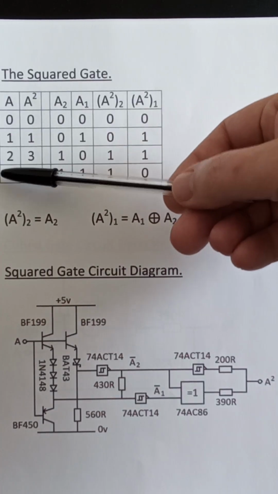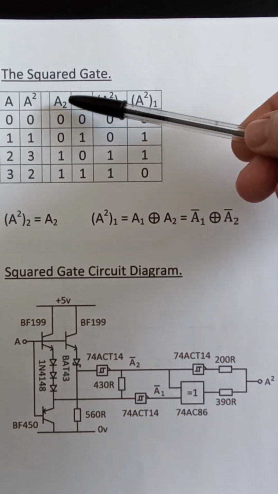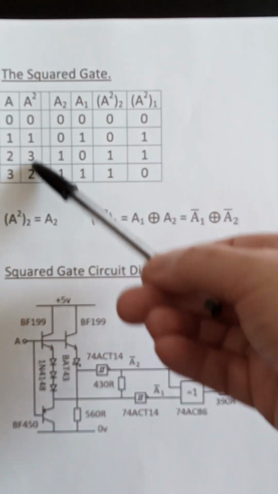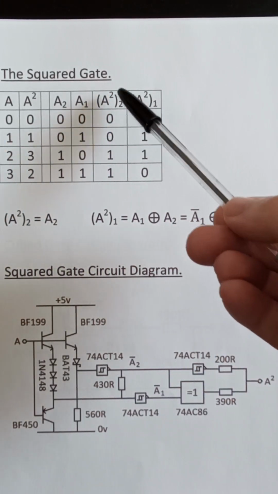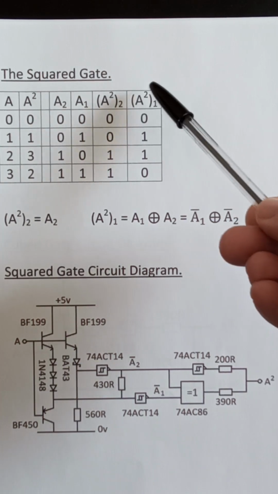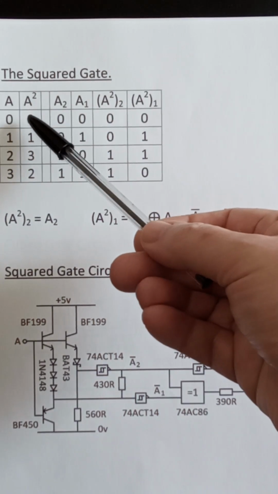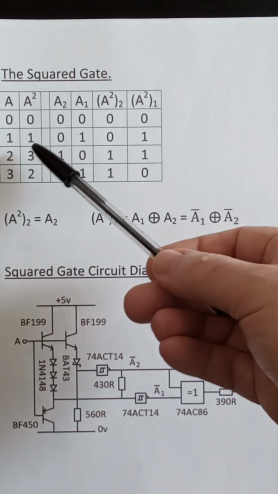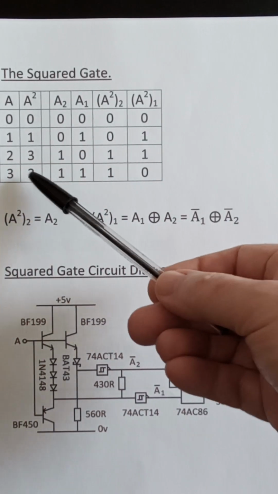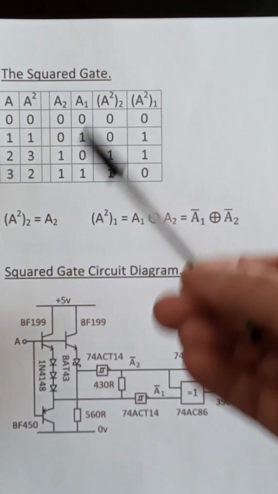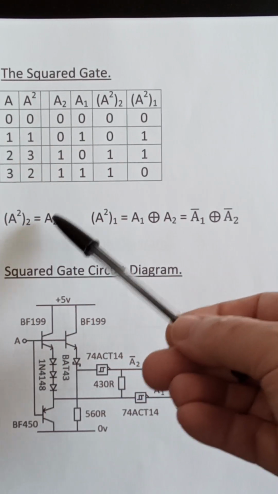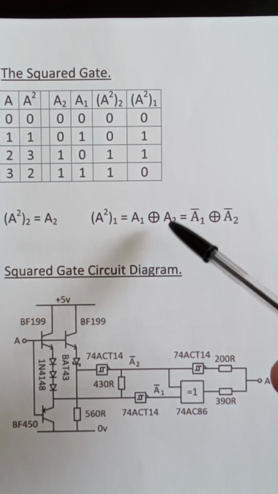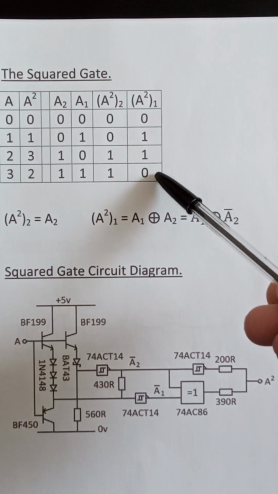A equals 0, 1, 2, 3; A1 equals 0, 1, 0, 1; and A2 equals 0, 0, 1, 1. And here we have the output A squared, and this is A squared 2 and A squared 1. So A squared is a 0, so it's 0, 0. A squared is a 1, so it's 0, 1. A squared is a 3, so it's 1, 1. And A squared is a 2, so it's 1, 0. So A squared 2 is A2, and A squared 1 is A1 exclusive OR A2 here.